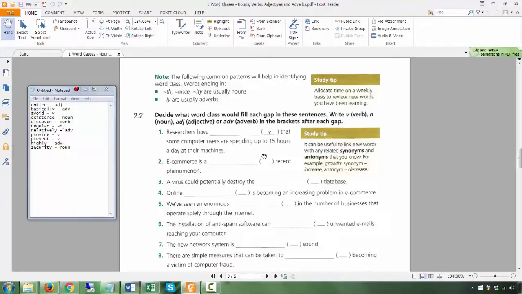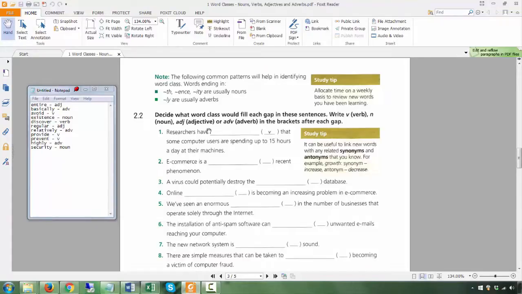The question is basically asking you what kind of word class this missing word is, right? And you don't need to understand what word fits there in order to know the word class, because again, if you understand your English structure, you would know, right? You would know that. Okay, so researchers, let me just go through number 1.